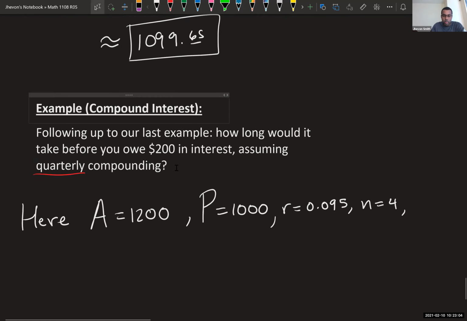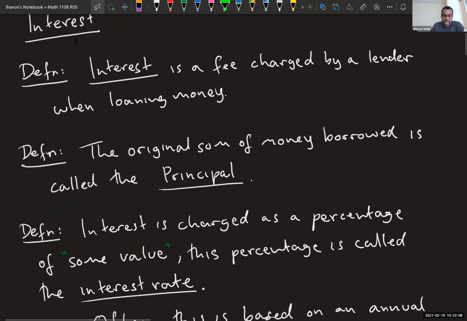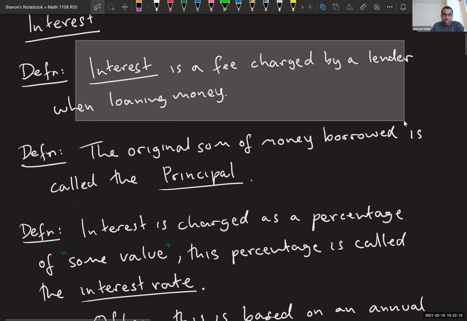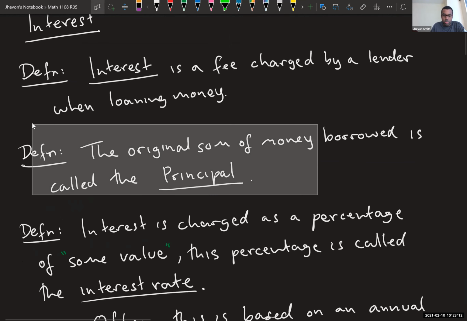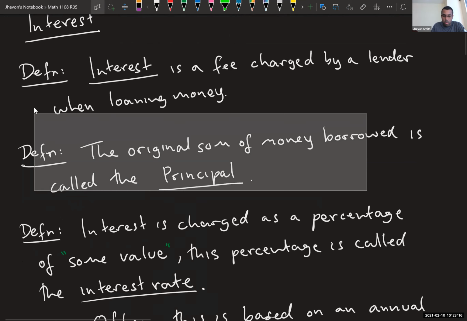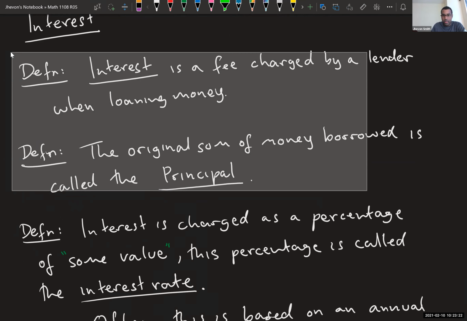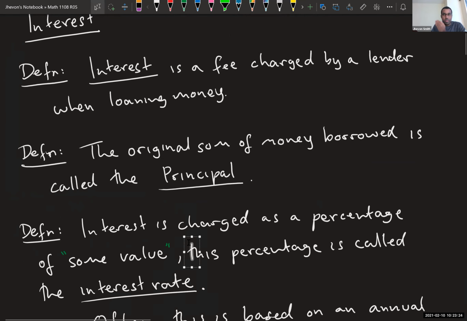So you remember the definitions. Very important. Interest is the fee that you're charged to borrow the money. The principal is what you borrowed. When you're paying it back, you're going to pay back what you borrowed plus the fee they charge you. So you're just going to add these two. The amount you pay back is the principal plus interest. So I borrowed $1,000, they charge me a fee. When I pay it back, I have to pay back the $1,000 plus the fee. The fee is the interest.